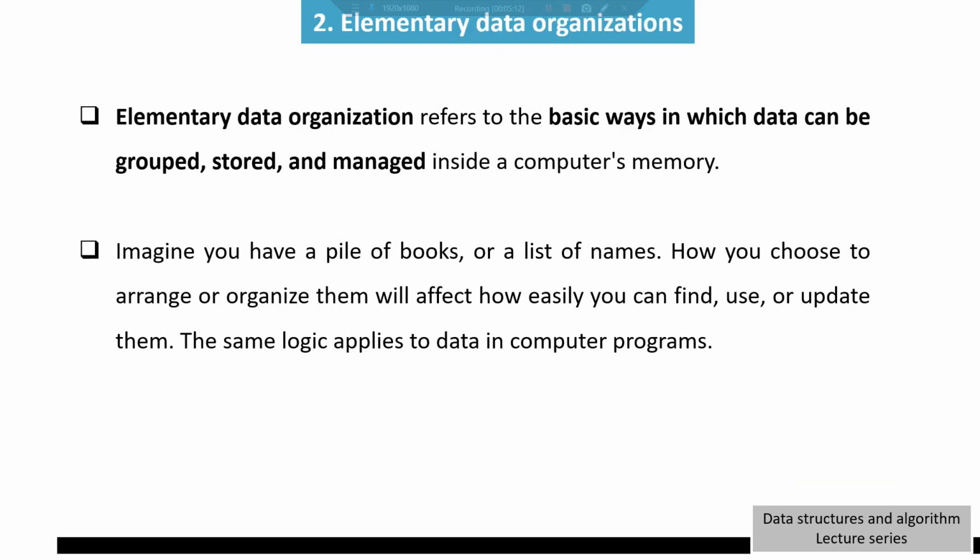The second part of this lecture is elementary data organization. So elementary data organization refers to the basic ways in which data can be grouped, stored, and managed inside a computer's memory. For example, if you have a pile of books or list of names, how you choose to arrange or organize them will affect how easily you can find it, use it, or update it. The same logic applies to data in a computer programs.